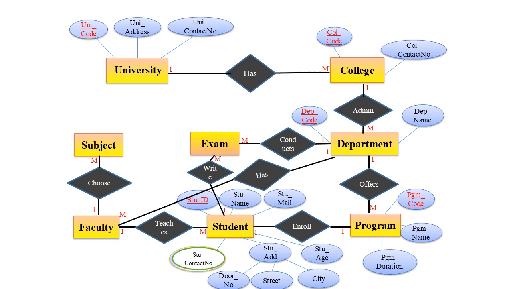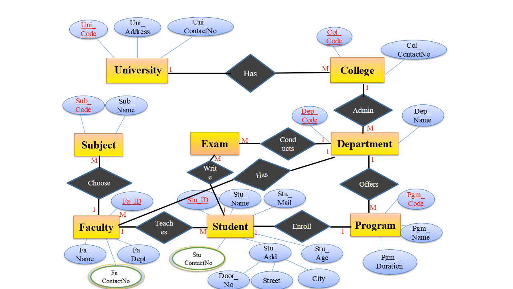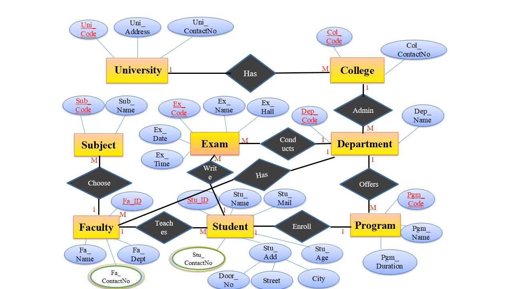What are the attributes for the faculty? Faculty ID, faculty name, faculty department, faculty contact number. What are the attributes for the subject entity? Subject code and subject name. What are the attributes for the exam entity? Exam time, exam date, exam code, exam name, and exam hall. So this is the way you have to identify the attributes.